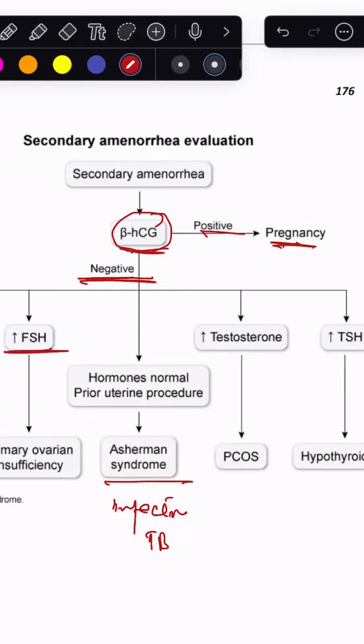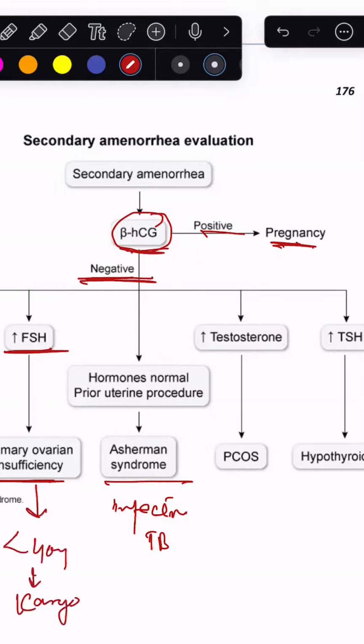If FSH is high, it might be a primary ovarian insufficiency. In case of primary ovarian insufficiency, it would be an ovarian failure leading to loss of estrogen. FSH and LH are going to be high because of no feedback. The causes will be chemotherapy, radiation therapy, autoimmune, Turner syndrome, or fragile X. The next thing you will do, if the age is less than 40, you will go for karyotype.